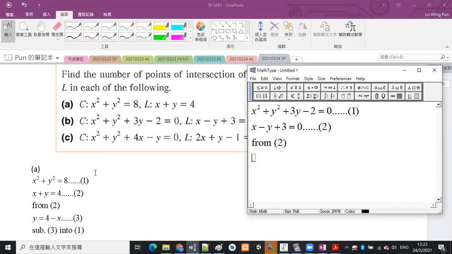So x plus 3 is equal to y, which means that y is the subject in this equation and it is in terms of x. y is equal to x plus 3. And label this to be equation 3. Do you understand? And then we have got equation 3, and we have to substitute this equation into equation 1. Sub 3 into 1.